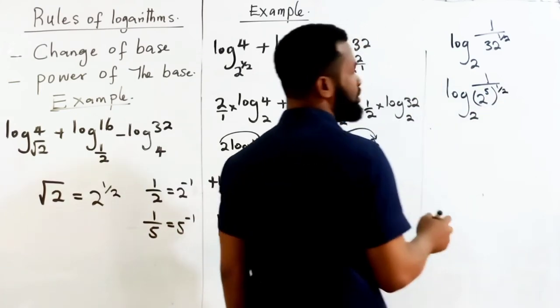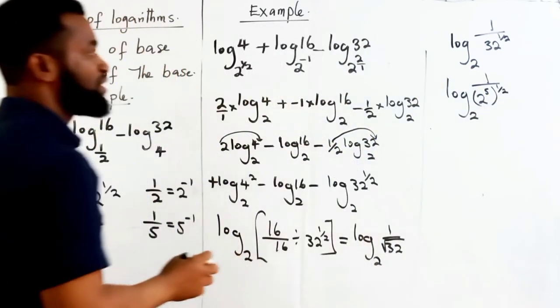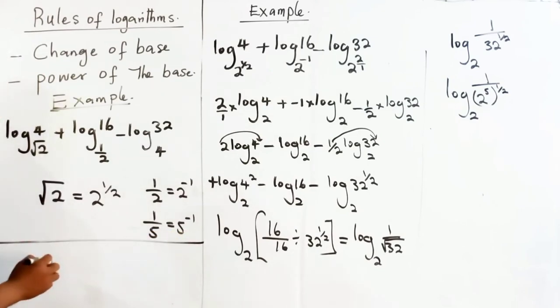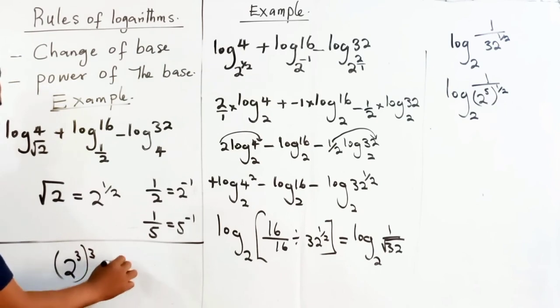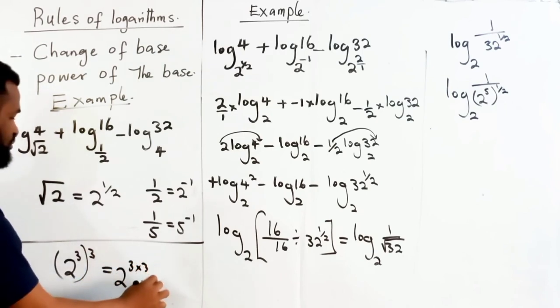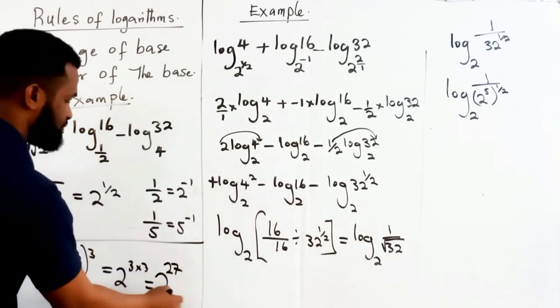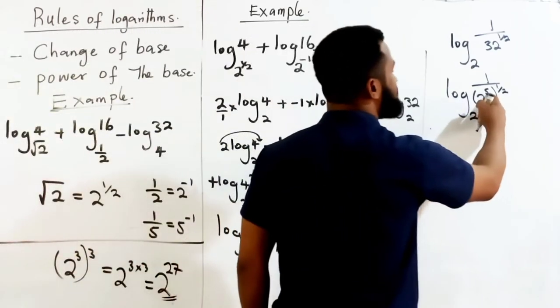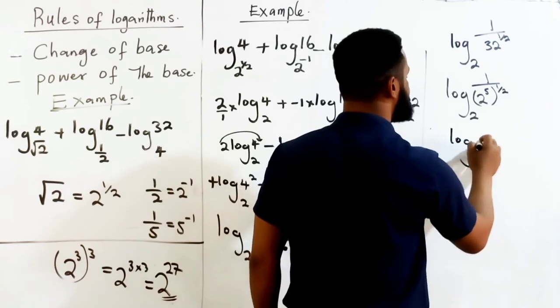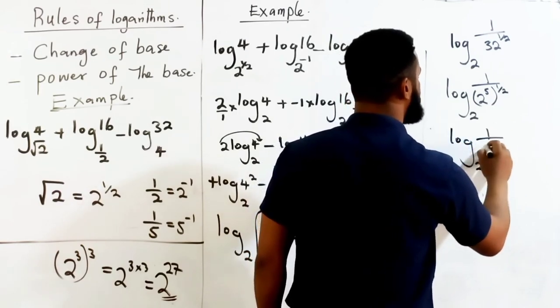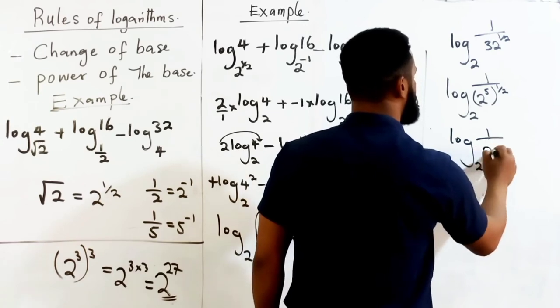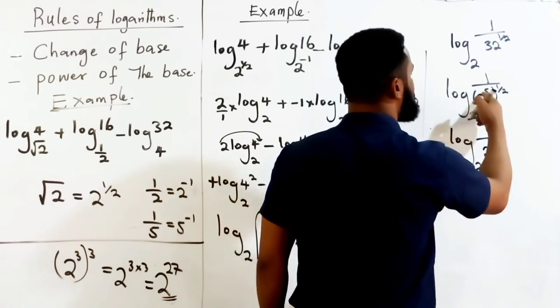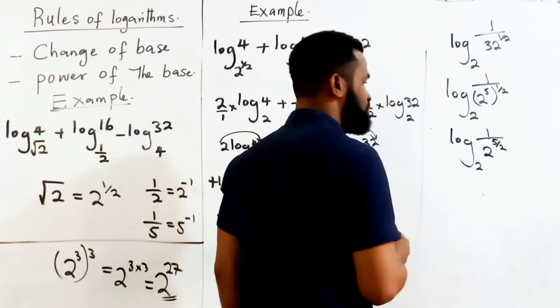Now, according to the power law in indices, look at what indices stated. Indices stated that if you have anything, let's say 2 raised to the power 3, all bracket 3, that the power will multiply power, power times power. So it's going to be 2 raised to the power 3 times 3, which is going to be 2 raised to the power 9. You see? So the power here is 5, the power here is 1 over 2. It's going to be log base 2, 1 over 2 raised to the power 5 over 2, because 5 times 1 over 2 is 5 over 2.